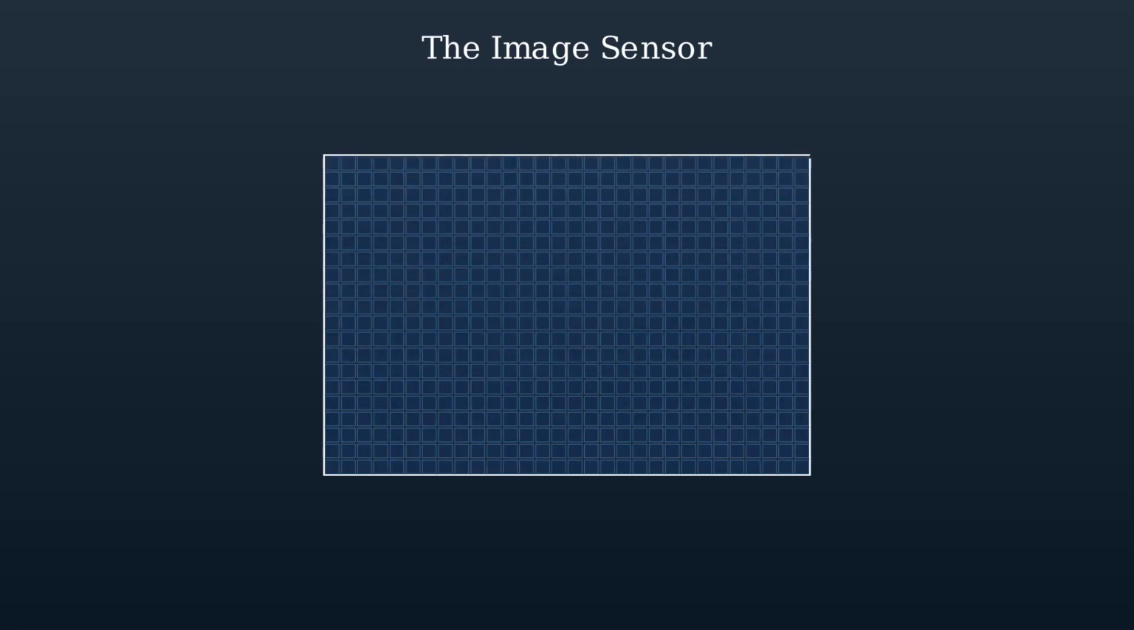The image sensor, with its millions of tiny photosites, is truly the heart of any digital camera, converting light into the digital data that becomes your photograph. Understanding how the image sensor works is key to appreciating the technology behind every digital photograph.